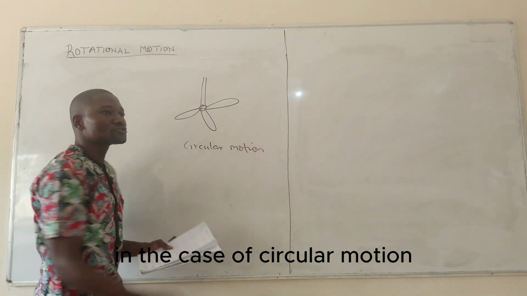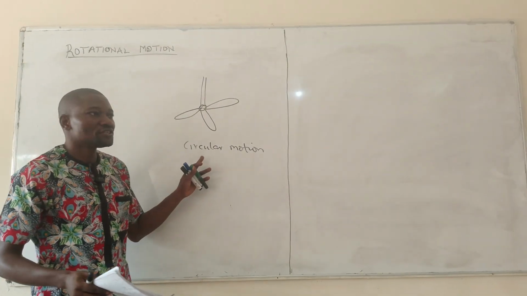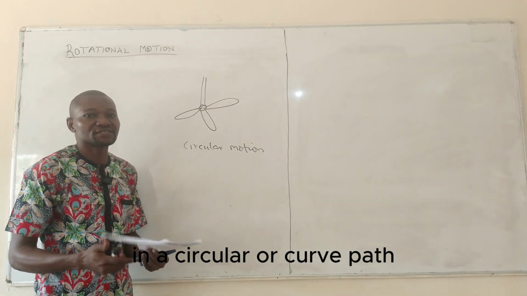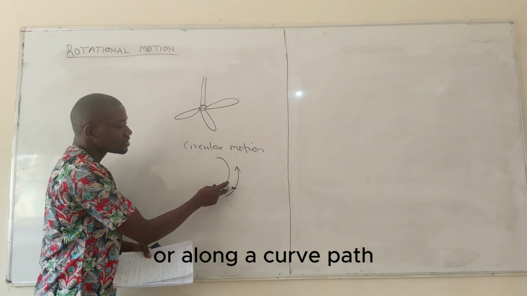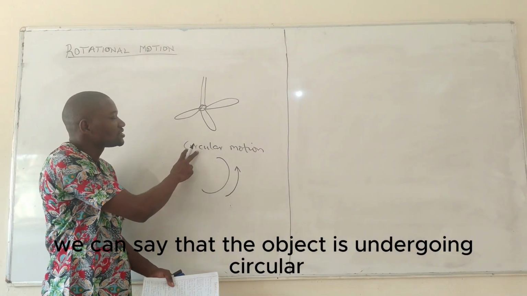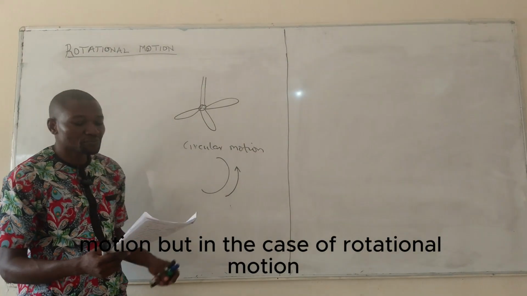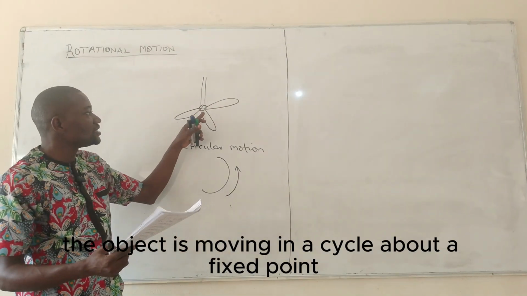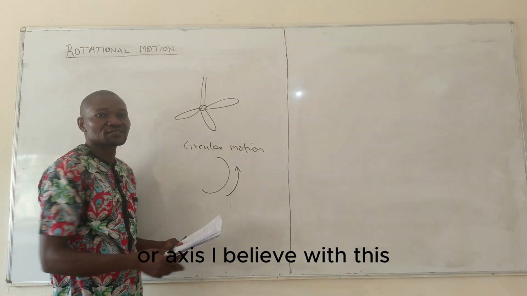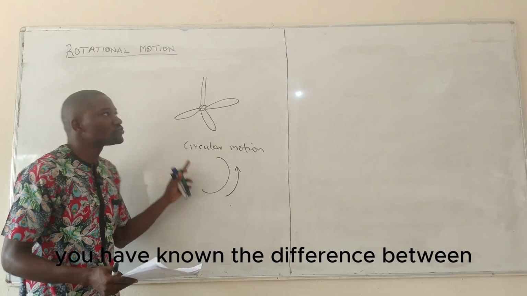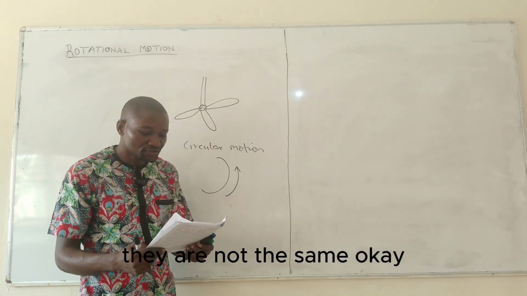Circular motion is the movement of an object or a body in a circular or curved path. So if you have an object moving along a curved path, we can say that the object is undergoing circular motion. But in rotational motion, the object is moving in a cycle about a fixed point or axis. I believe with this you have known the difference between rotational motion and circular motion. They are not the same.